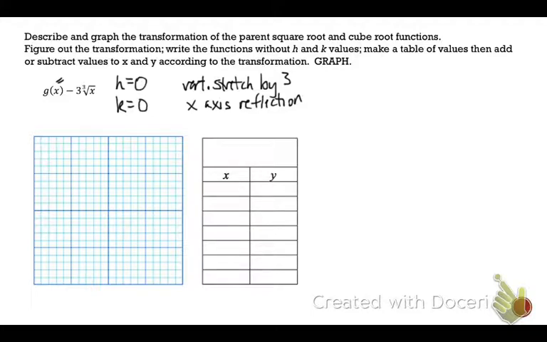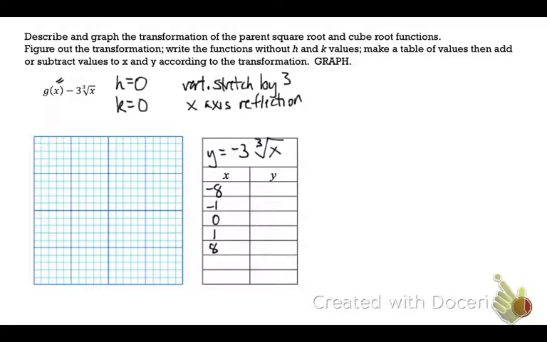And when we're graphing, we would only leave off our h and k values, but since they're 0, we don't have to worry about that. We're going to use just our perfect cubes as inputs, just remembering that after we find it, we have to multiply by 3.